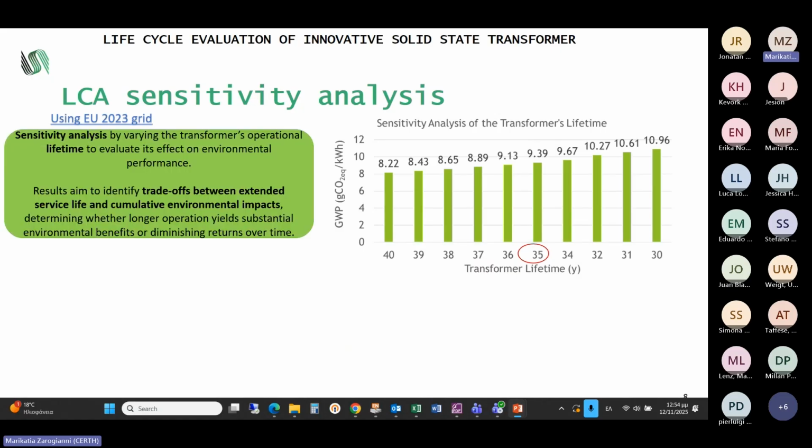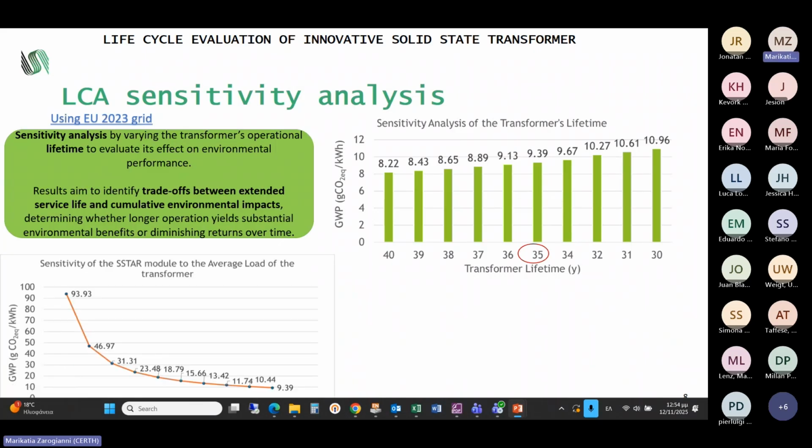The operational lifetime of the transformer is also a critical factor influencing its overall environmental impact. In this sensitivity analysis, the lifetime varied from 30 to 40 years to assess how extending or shortening the transformer service period affects the environmental footprint, basically in terms of global warming potential. So it is obvious that the longer the operational years, the lower the environmental impact.